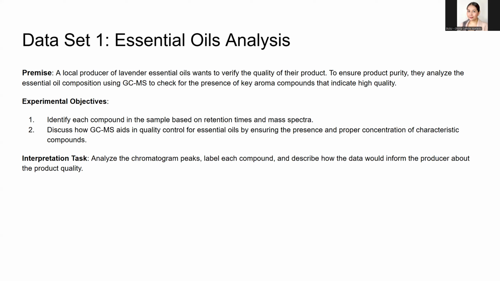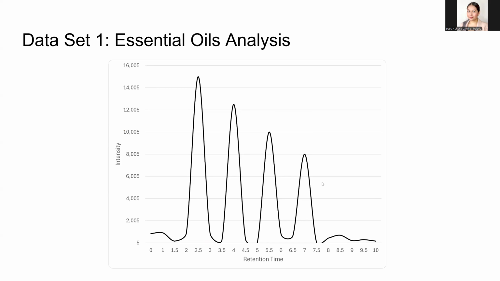So your objectives are to identify each compound in the sample based on retention times and mass spectra, and discuss how GCMS aids in quality control. So you will be given a chromatogram peak, label each compound, and make sure to include in your report how the data would inform the producer about the product quality. So this is a photo of your GCMS results. You will be able to download this in the pre-lab page of this particular module. Okay.